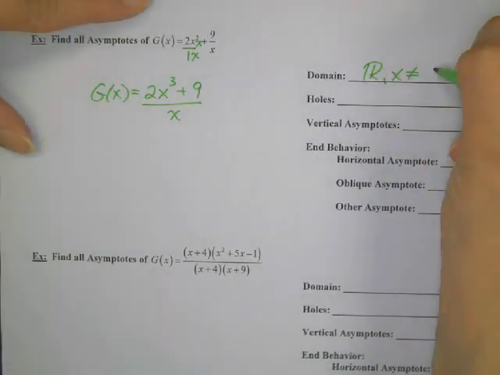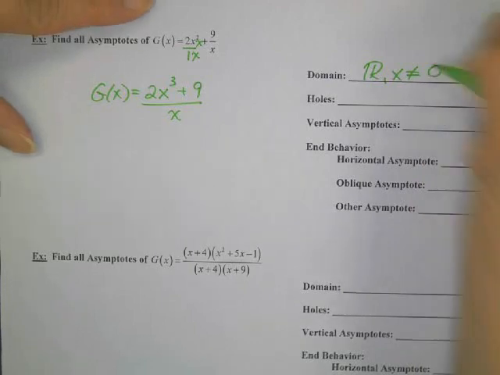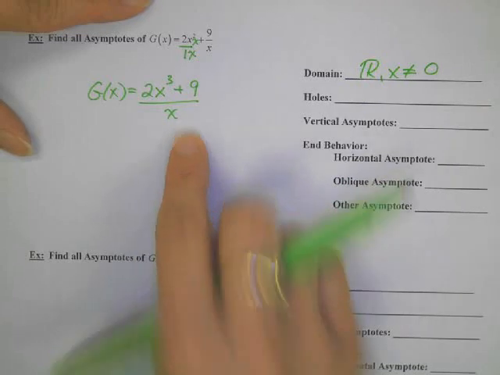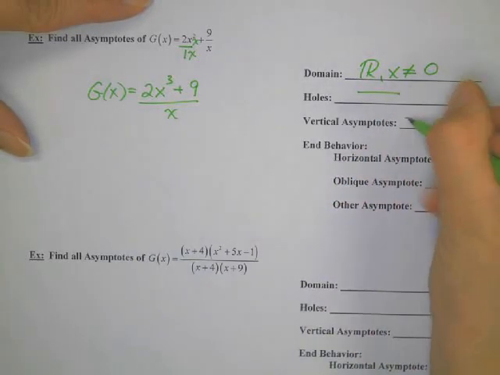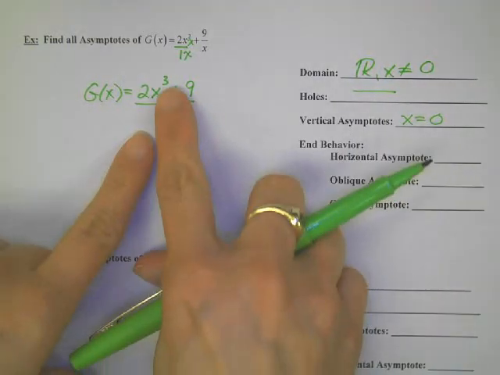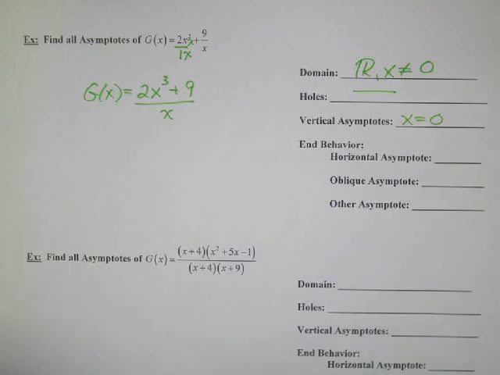Domain is all reals except you cannot be... That's right. Can't be 0. Any holes? Nope, I don't think so. No holes in the graph. That means 0 must be the vertical asymptote. Okay, there's one kind of end behavior, so let's go study the powers. When the power in the numerator is greater, what do we do?